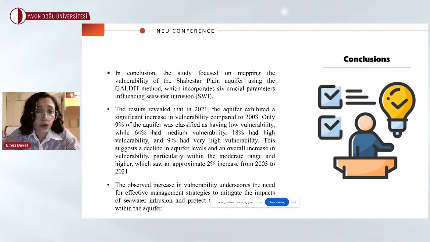In conclusion, the study focused on mapping the vulnerability of the Shabestar Plain aquifer using the GALDIT method, which incorporates 6 crucial parameters influencing seawater intrusion. The results revealed that in 2021, the aquifer exhibited a significant increase in vulnerability compared to 2003. Only 9% of the aquifer was classified as having low vulnerability, while 64% had medium vulnerability, 18% had high vulnerability, and 9% had very high vulnerability. This suggests a decline in aquifer levels and overall increased vulnerability, particularly within the moderate range and higher, which saw an approximate 2% increase from 2003 to 2021.